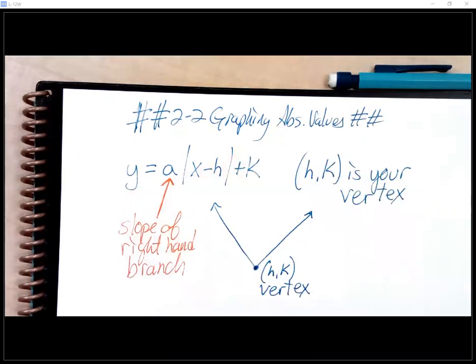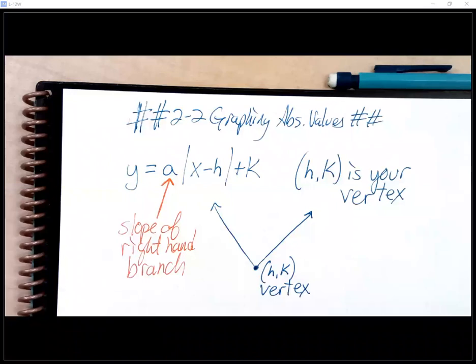All right, so that's going to be the slope of the right-hand branch. So if a is positive, your V shape is always going to be up. It's going to look like a V. If a is negative, what do you think you have? Yeah, it's going to be an upside down V shape, right? So those are the basic pieces of this.